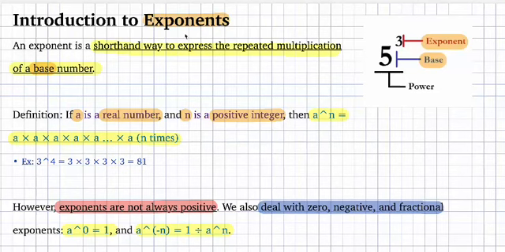Welcome. Today we'll dive into the world of exponents and exponential functions, essential concepts in algebra and beyond. Whether you're studying for a test or just brushing up on your math skills, this video will provide a clear and structured explanation. Let's get started.